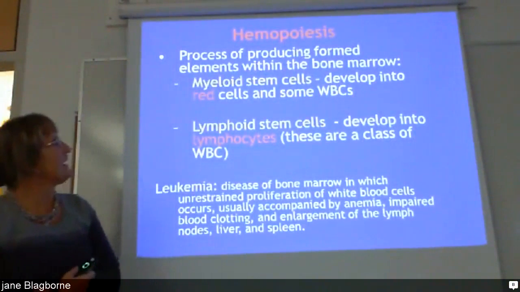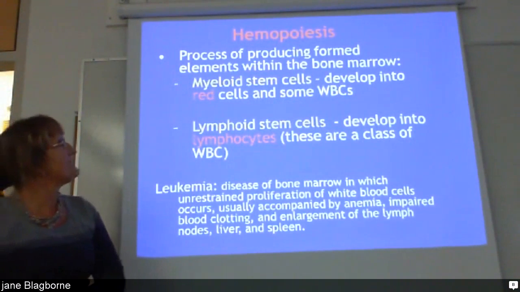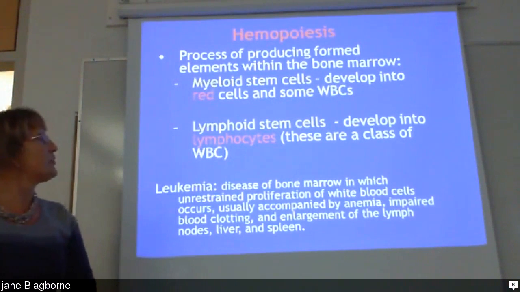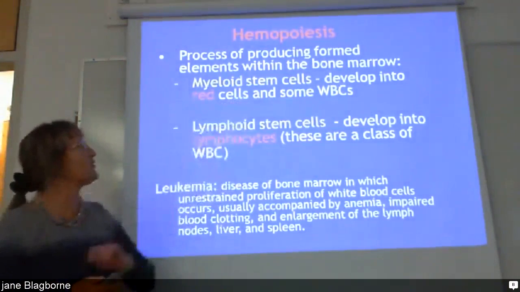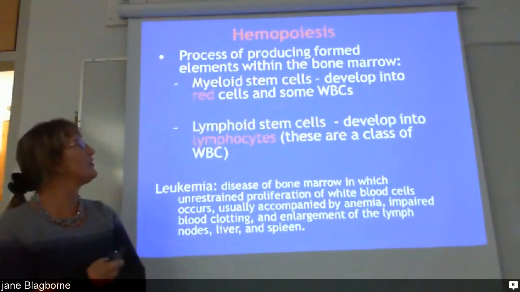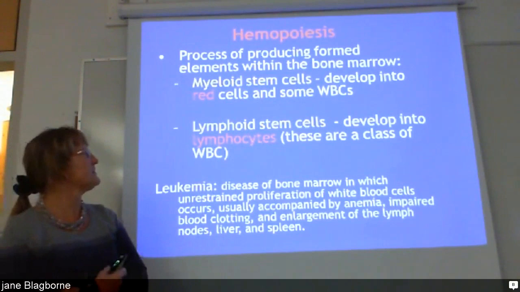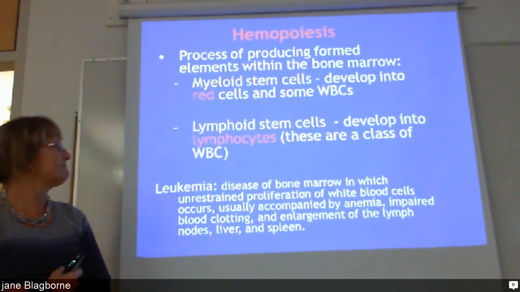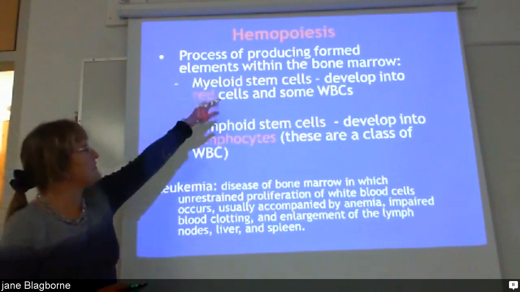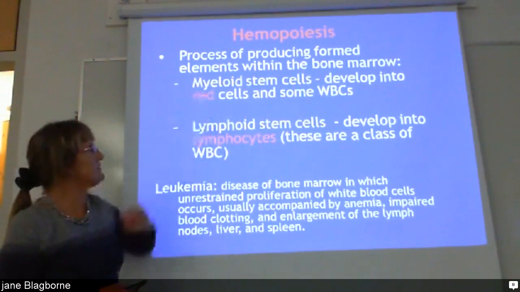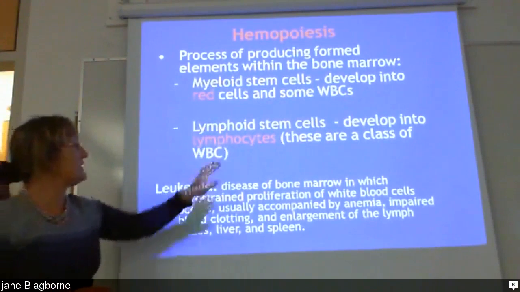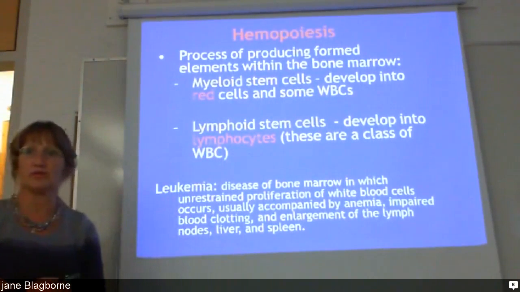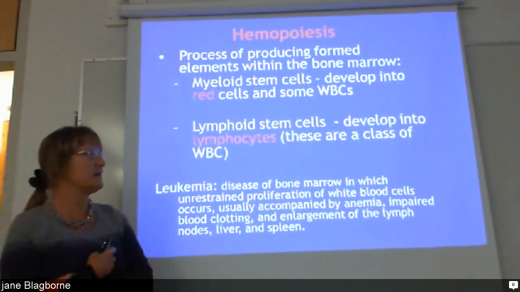Hemopoiesis is, again, another word that you're going to have to remember. It's just the process of producing formed elements within the bone marrow. Now we're back to the bone marrow again. You remember that the red bone marrow produces blood cells. So the myeloid stem cells develop into your red cells, and the lymphoid stem cells are your lymphocytes. And the lymphocytes are just one of your defense mechanisms against infection.